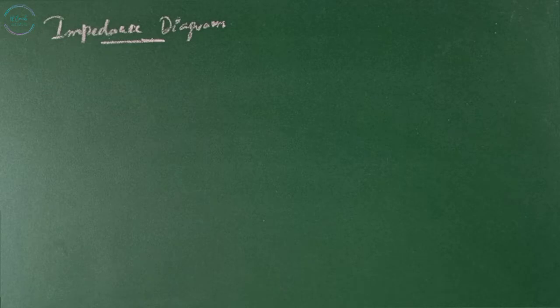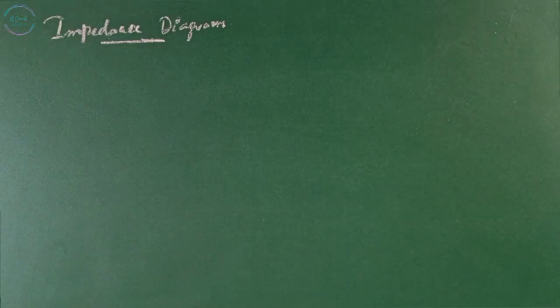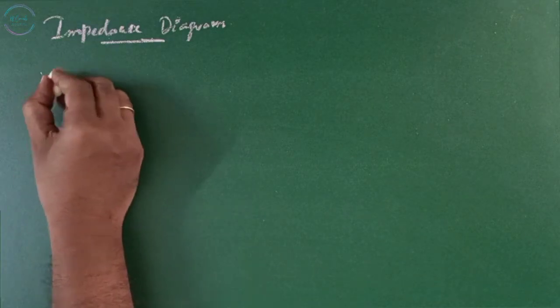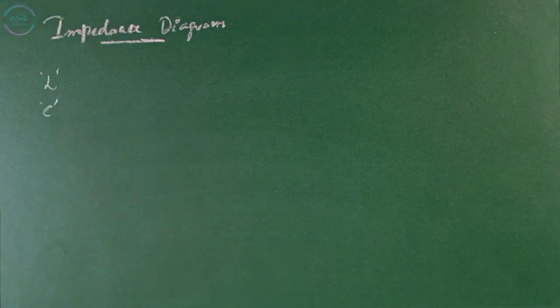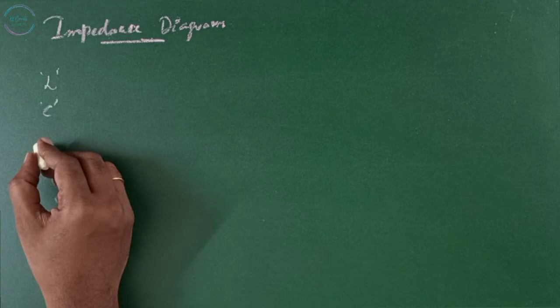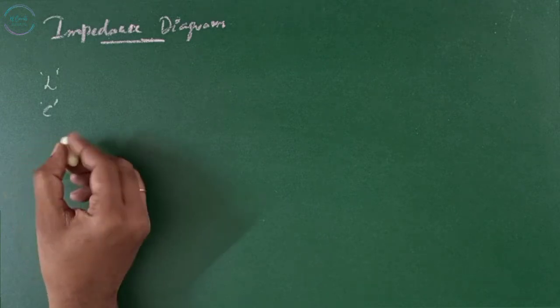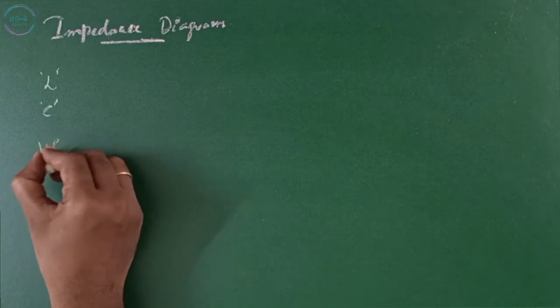Impedance diagram. A resistance resists the flow of current by opposing free electron movement. Each element has some resistance. For example, an inductor L has some resistance and capacitor C has some resistance. And we know that in the resistor element there is no phase difference between voltage and current.